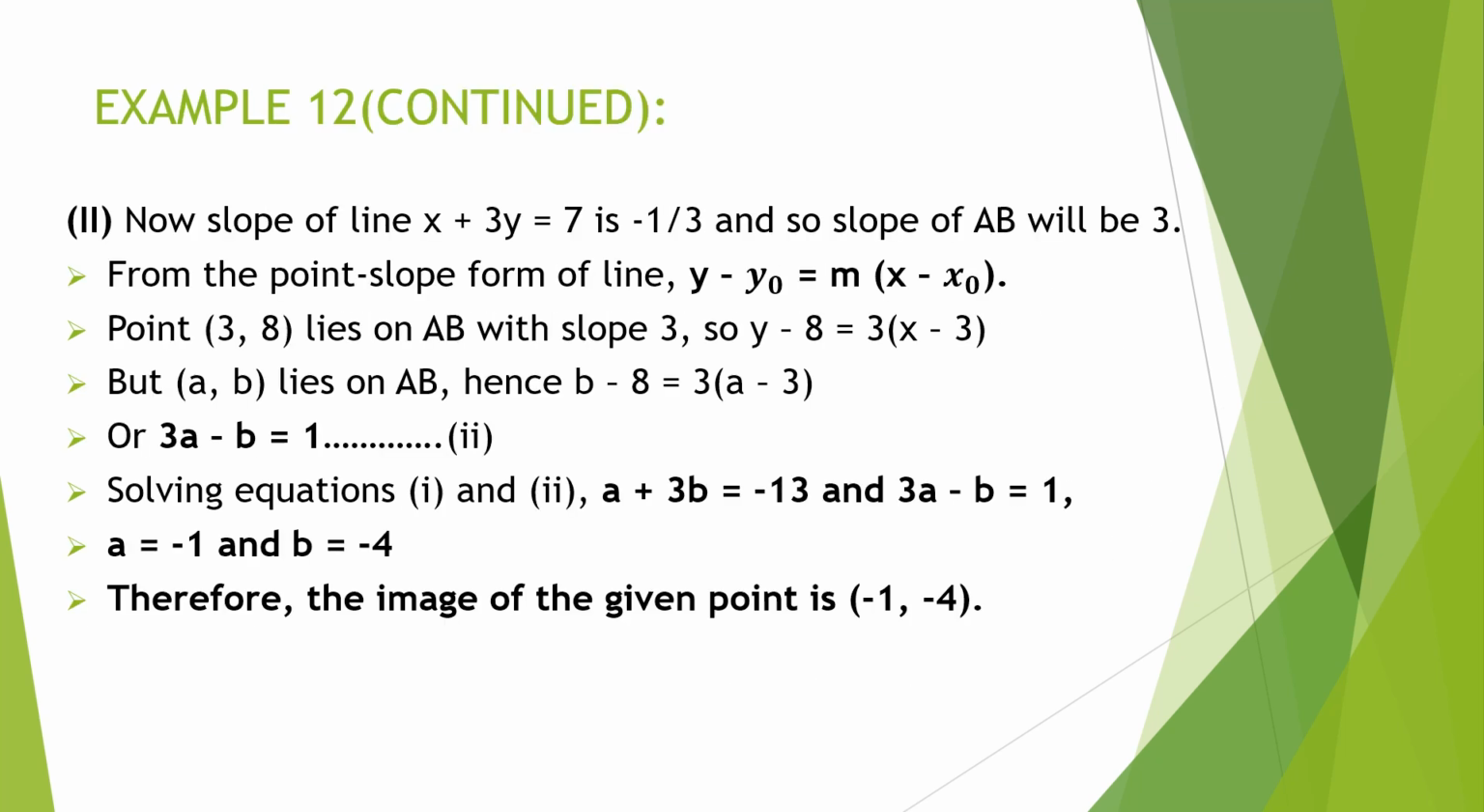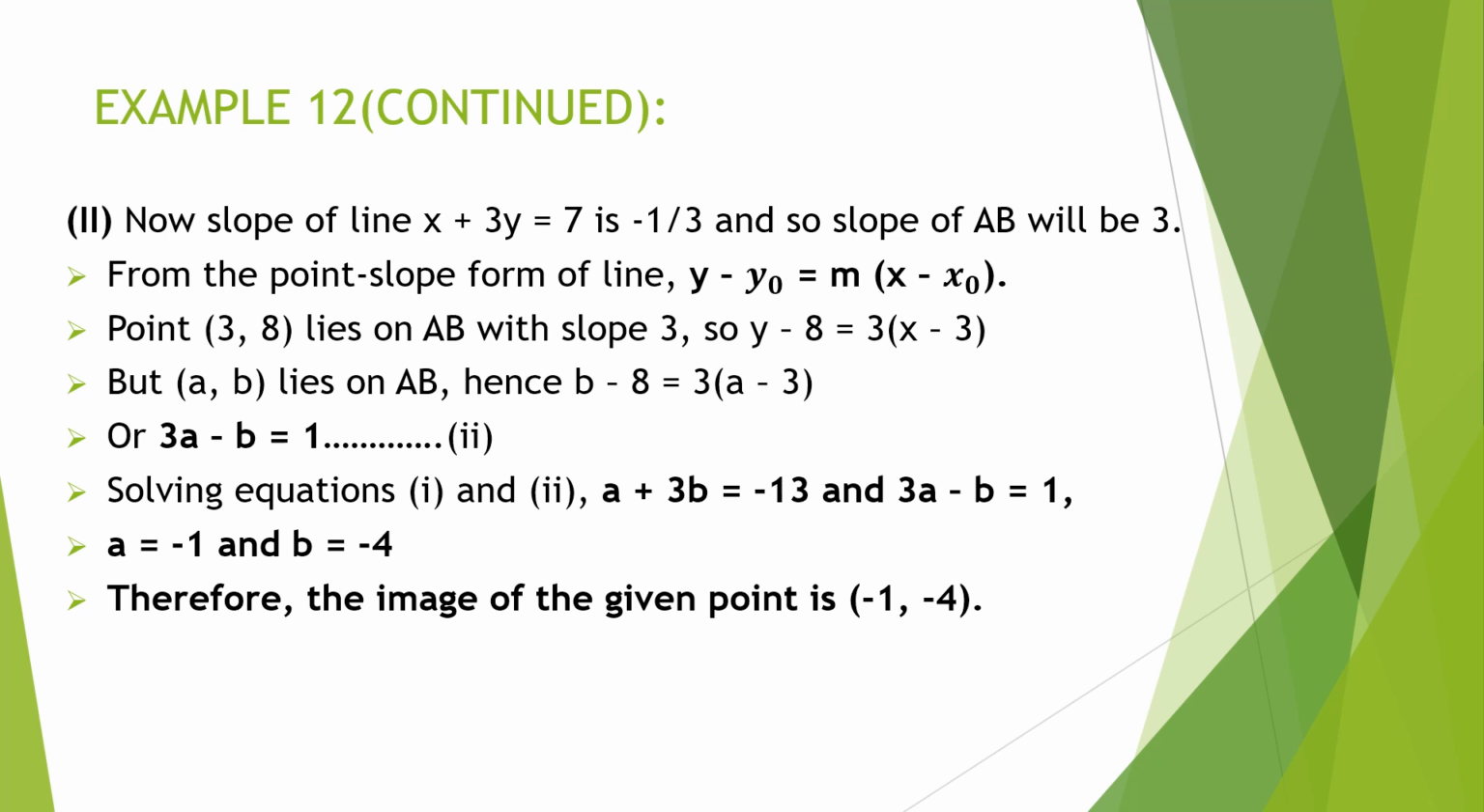Now another thing is, the given line x plus 3y equal to 7 and the equation of the line which we have to find out will be perpendicular to each other. So we know that if two lines are perpendicular, the slopes will be negative reciprocals of each other. Now the slope of x plus 3y equal to 7 is minus a by b, means minus 1 by 3. So the slope of the line AB which we have to find out will be 3.